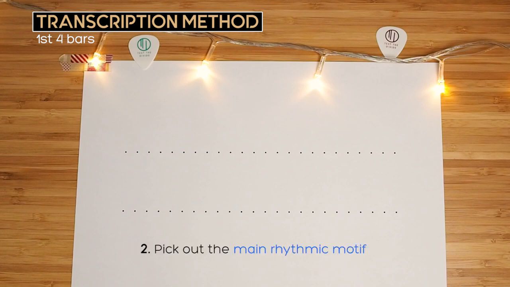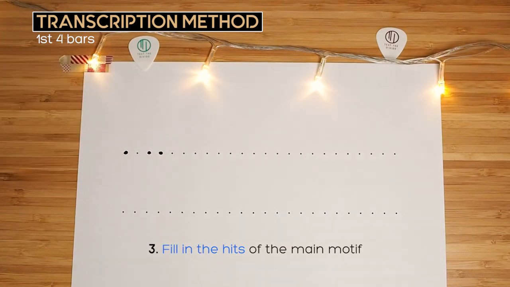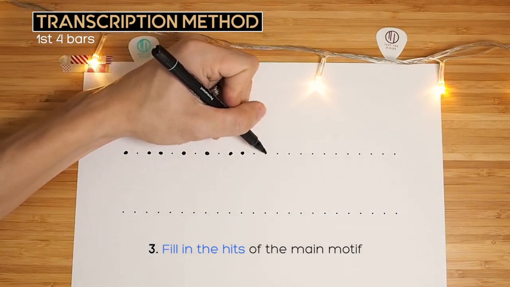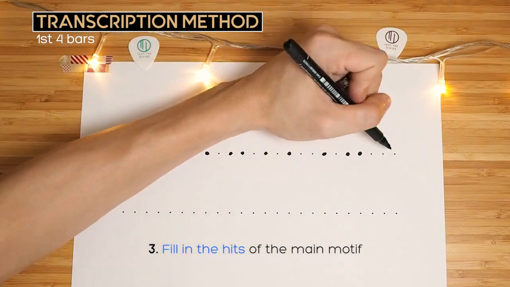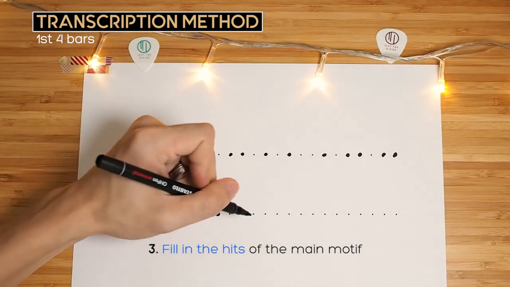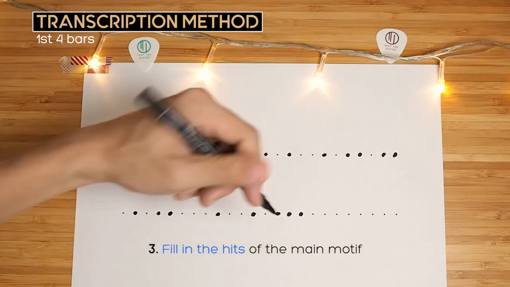Step 2 is to listen for the main rhythmic motif, the series of hits, the most obviously repeating pattern. It is usually some sort of guitar riff in progressive metal music. So in the case of Exile, it's clearly the djent riff. Now you can fill in the hits across the grid you just drew, taking note of the spaces between the hits. Is it 1, 2 or 3 dot spacing, for example?